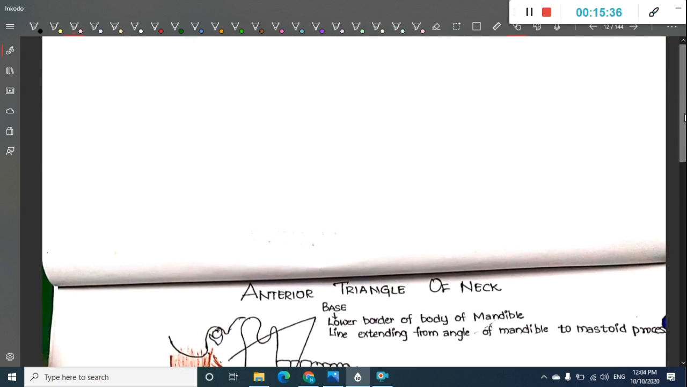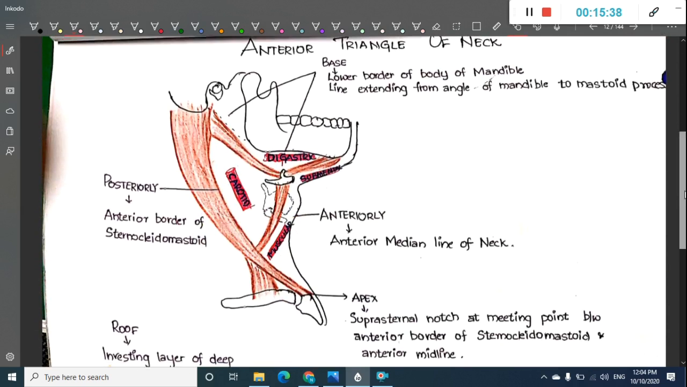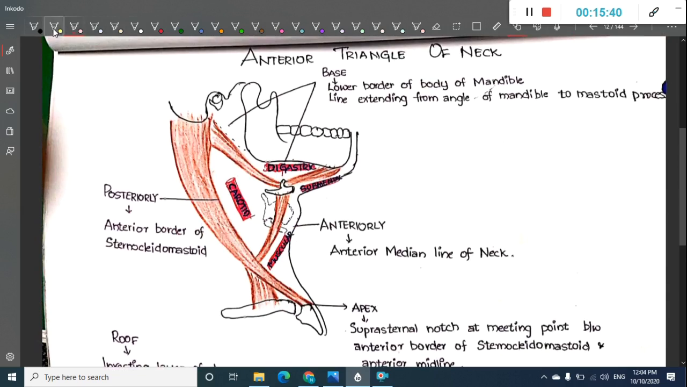Next, after the posterior triangle we have the anterior triangle of the neck, right? This anterior triangle of the neck is divided into 4 different types of triangles. First, before that, we will see the boundaries of the anterior triangle of the neck.